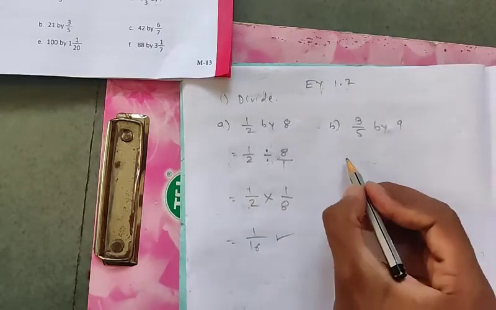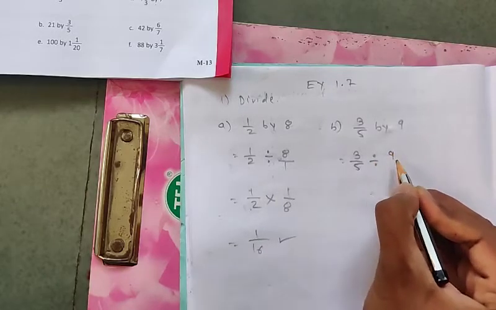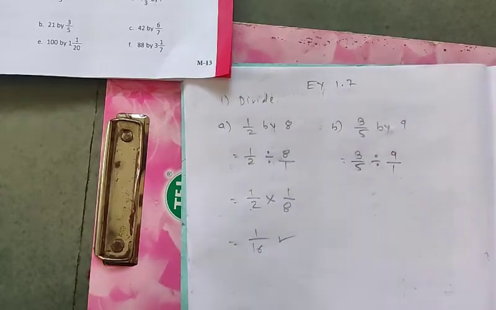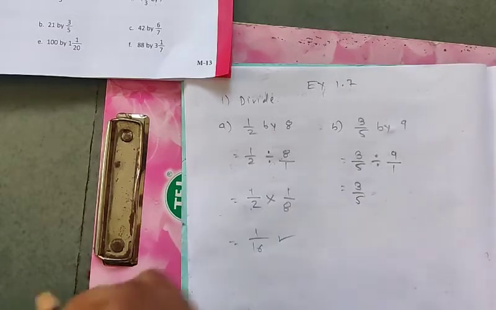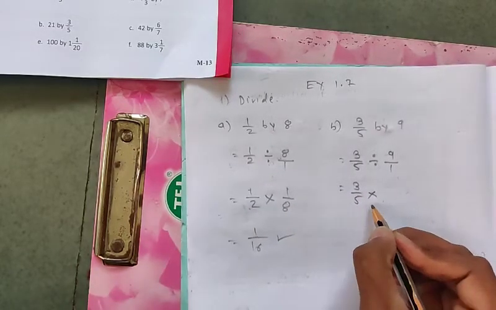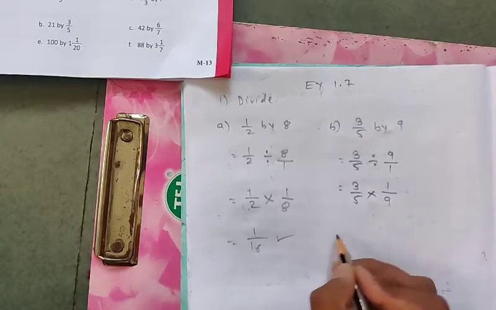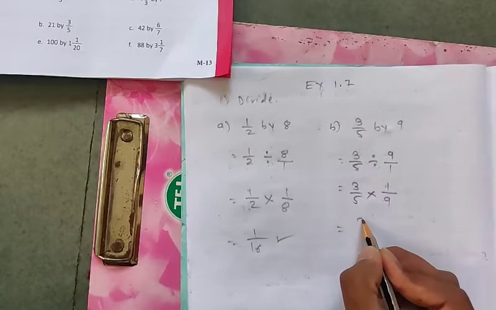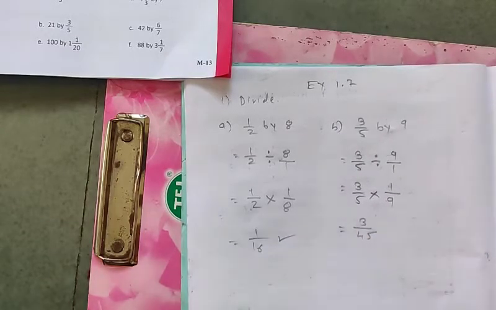So first write the example, 3/5 divided by 9. Nothing is there means you can write 1. Now what we have to change? 3/5 will remain as it is. Instead of division you have to write the sign of multiplication, and 9/1 will get converted to 1/9. 3 1s are 3 and 9 5s are 45. Now check, 3/45 is our answer.